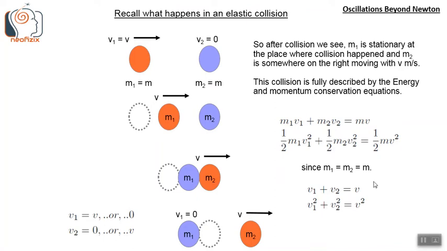And from this we get the solutions. v1 can be either v or 0, and when v1 is v, v2 becomes 0, and when v1 is 0, v2 will be v meters per second. So we get two sets of solutions.